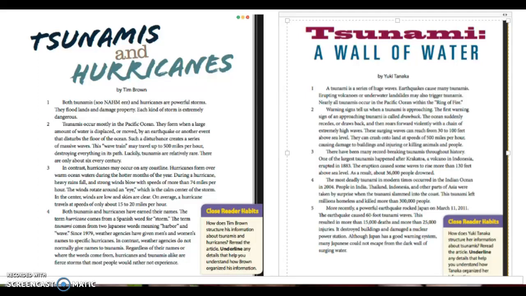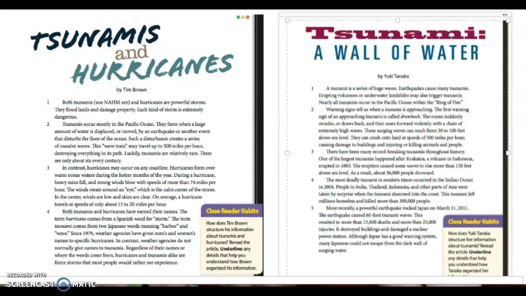Today we are focusing on identifying text structures in different passages that have the same type of passage. In this case, both of our titles include the word tsunamis, but we are going to look at how the same topic can have two different text structures. The text structures we are looking at this week are comparison and cause and effect.